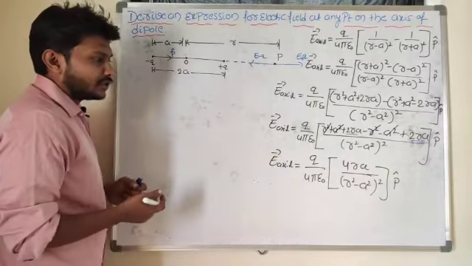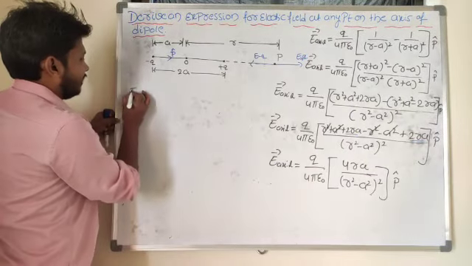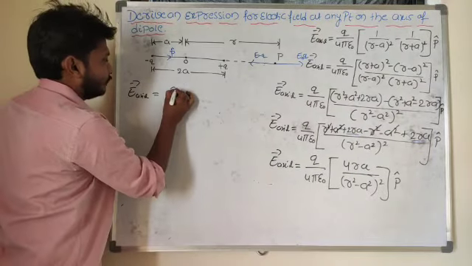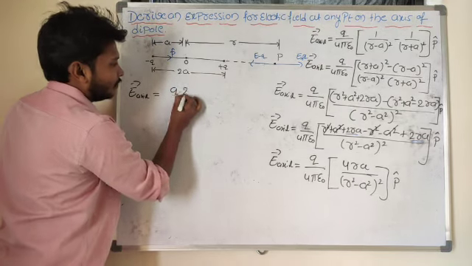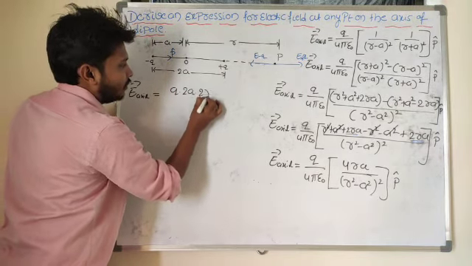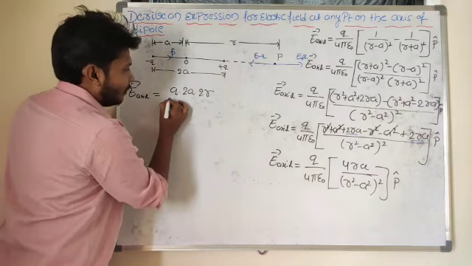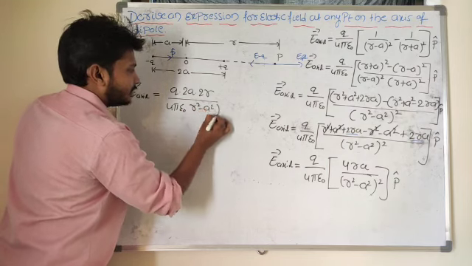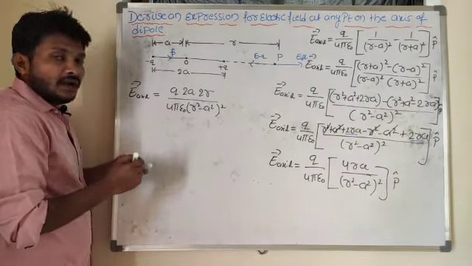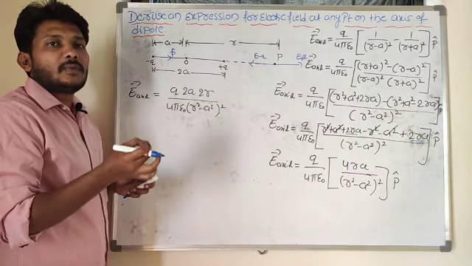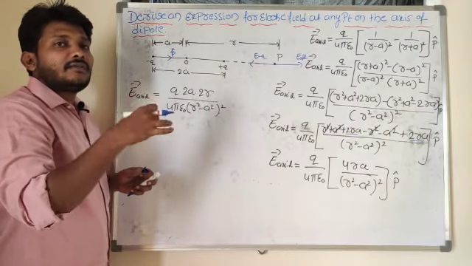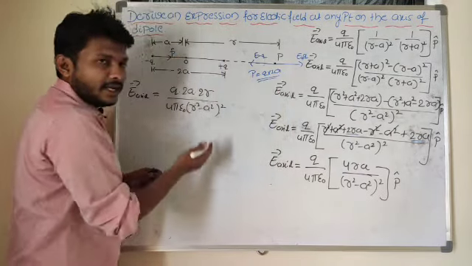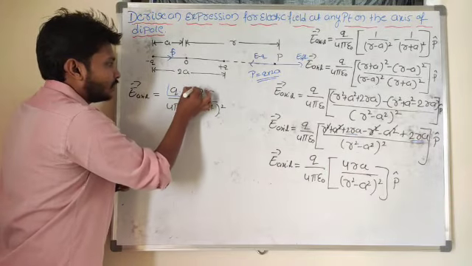So 4ra, shall I write it as 2 into 2 here? Why? Because electric field at axial is equal to q into 2a into 2r, divided by 4 pi epsilon naught (r square minus a square) whole square. Why? Because from the concept of dipole moment, what is the dipole moment? It is the product of the magnitude of either charge and the separation between them. So p is equal to q into 2a.